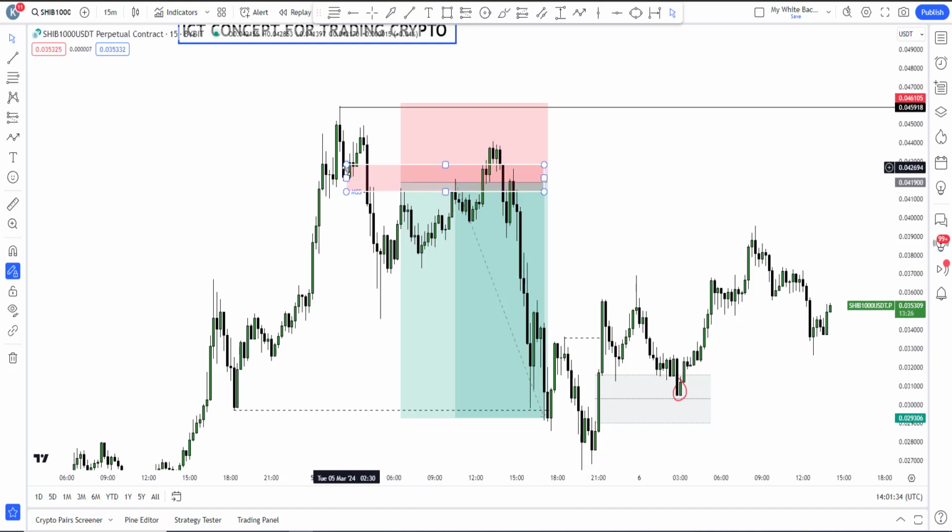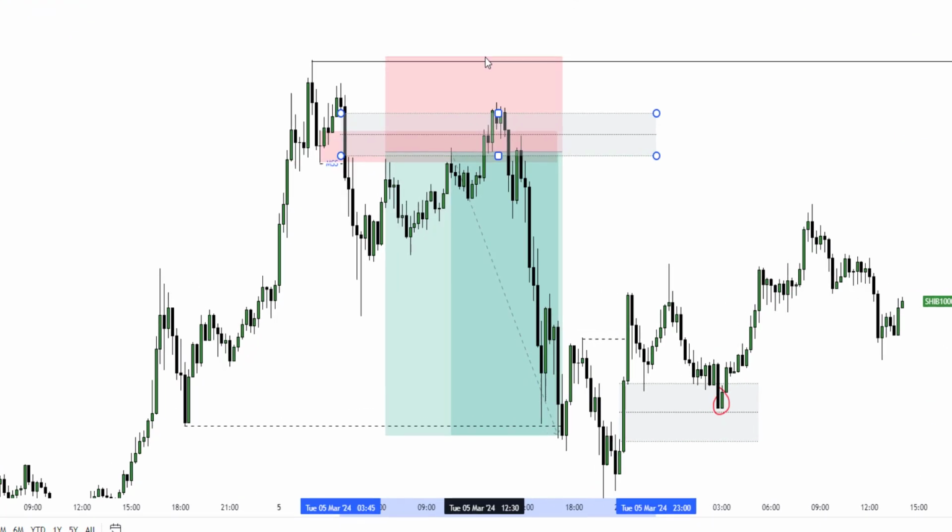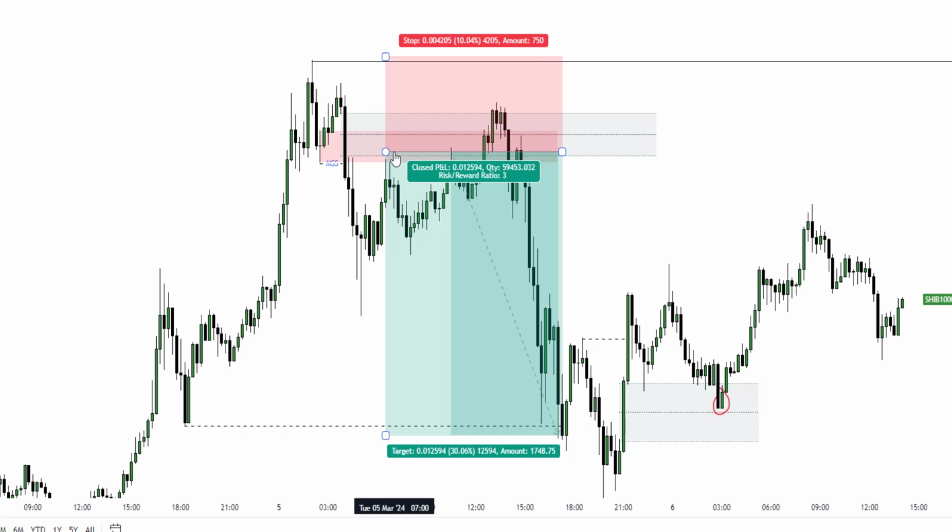It respected this mitigation block, and if you observed carefully, there is a fair value gap also. This particular fair value gap, it's important you watch it that way. This is what ICT calls the unicorn entry strategy, when you have a confluence of a breaker or a mitigation block with a fair value gap coinciding in that particular area. So price, boom, it came here.